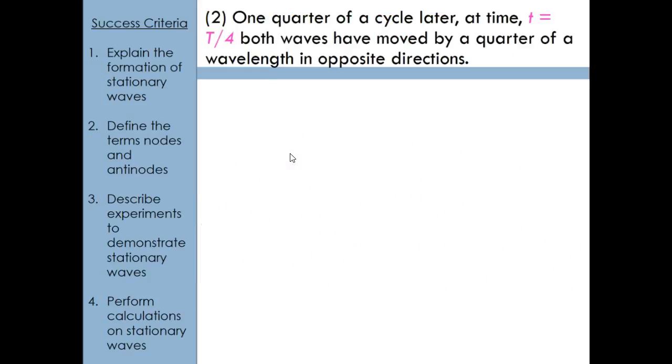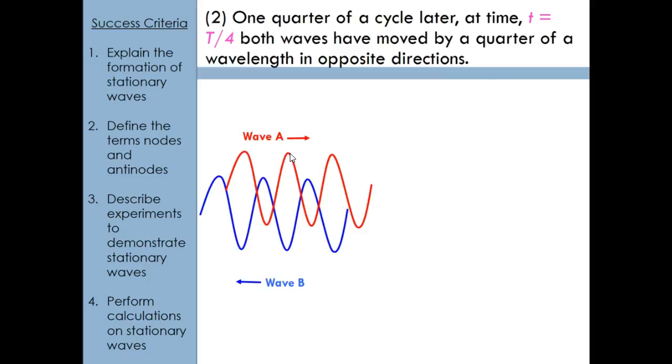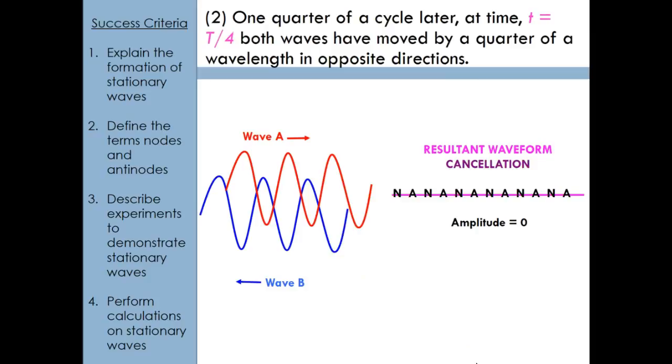Quarter of a cycle later, so I'm now at time period divided by 4, a quarter of the way forwards. They've both moved a quarter of a wavelength in opposite directions, so I've just tried to show that I've shifted them a quarter of a wavelength, not quite a full one. So that means now that my peak is lined up with a trough, peak, trough, peak, trough, peak, trough, peak, trough. So now I'm going to end up with cancellation. I'm going to end up with 0 amplitude. So I get absolutely nothing down the middle.